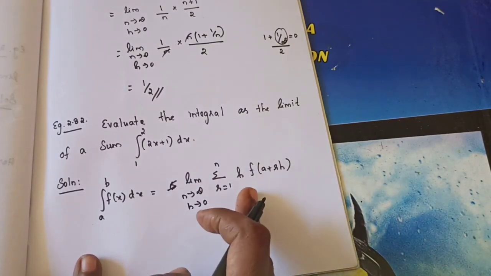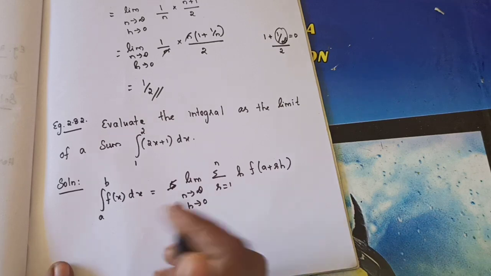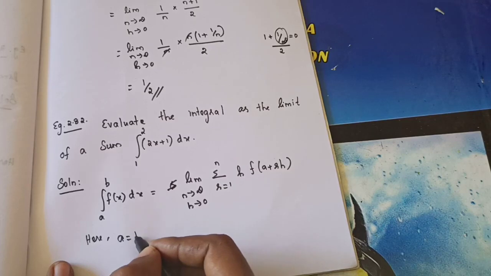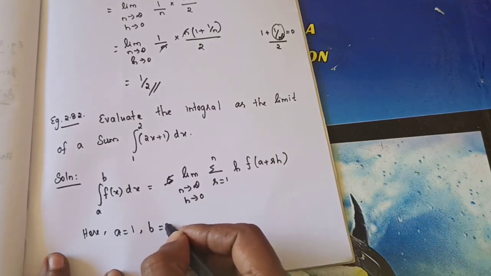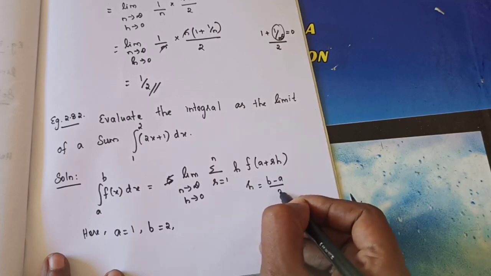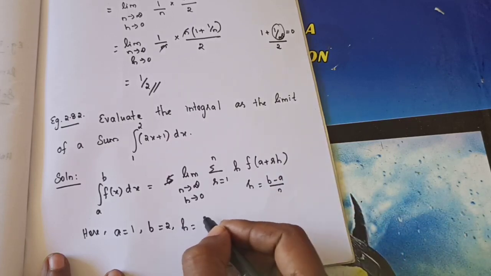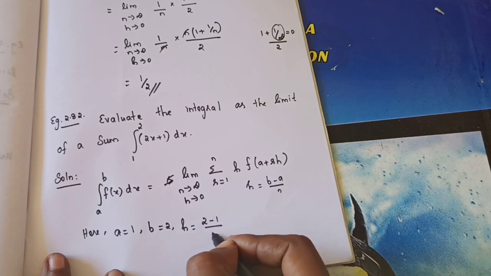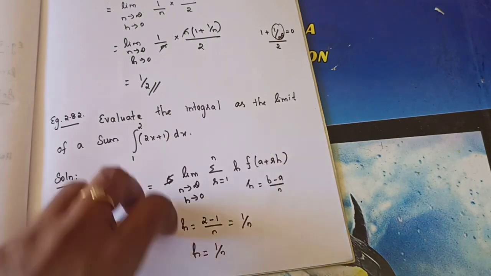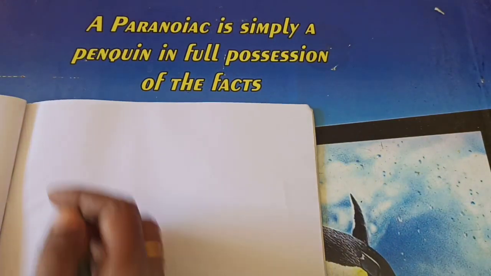Okay. First what value will we find? h value. Okay. Further here, what's the a value? 1. What's the b value? 2. h is equal to what's the formula? b minus a by n. Substitute here. h is equal to b value 2 minus 1 by n. So what's the value? 1 by n. So h is equal to 1 by n. Afterwards what will we find? We will find f of a plus rh. Is it right? Okay. Next we will find f of a plus rh.